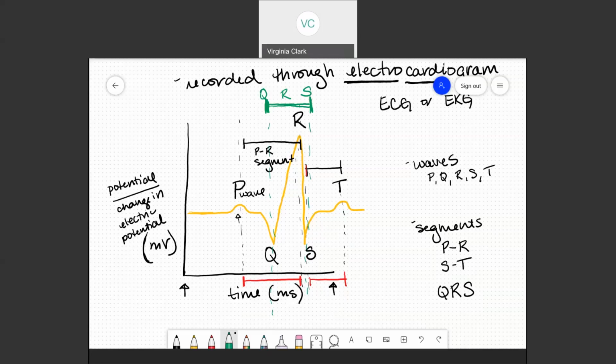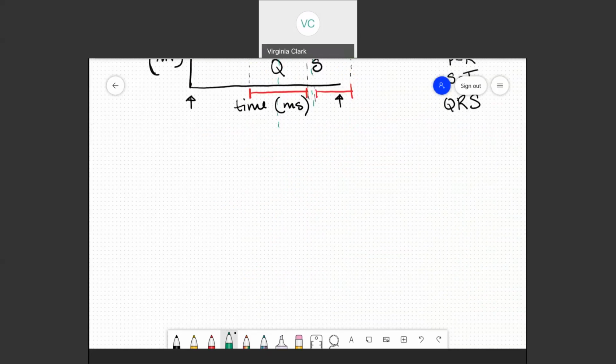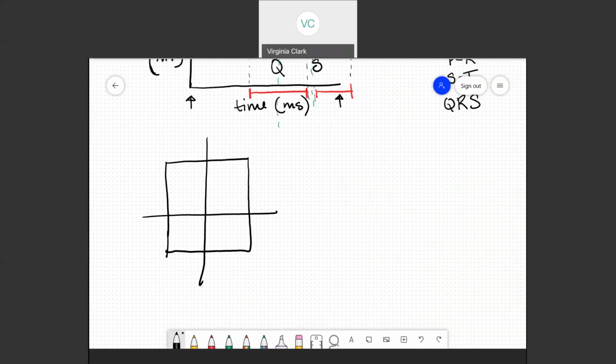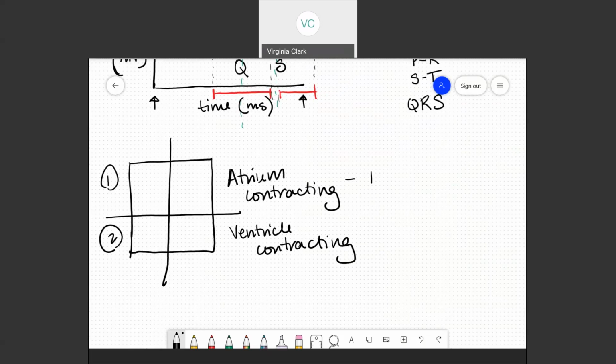And this time frame right here is super important. So again, we're measuring electrical potential, but what we're actually looking at is time. So with this EKG, we're measuring the electrical activity of the atrium contracting. Remember, that was step one. And then we're measuring the electrical activity of the ventricle contracting. That was step two. So atrium contracting, ventricles contracting. Remember, contraction is a muscle. A muscle contracts because it depolarizes.